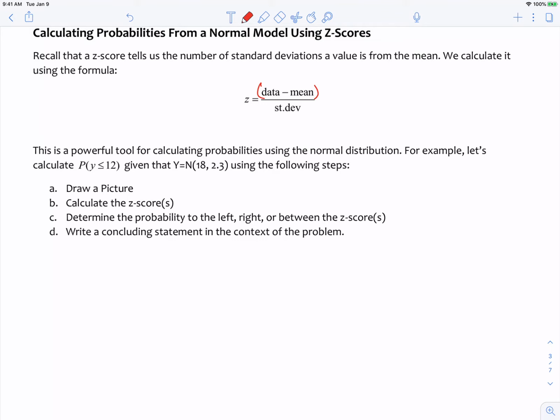So after that, we're going to calculate the z-scores, and then we're going to look at the probability to the left, to the right, or between the bounds in terms of their z-scores using GeoGebra, and then we're going to write a concluding statement in the context of the problem.